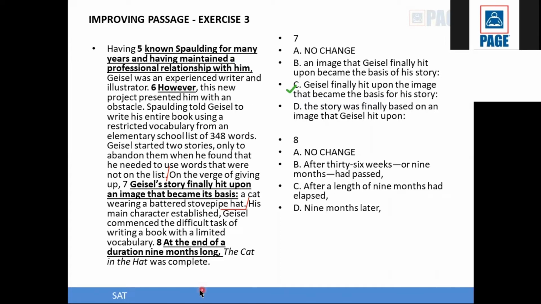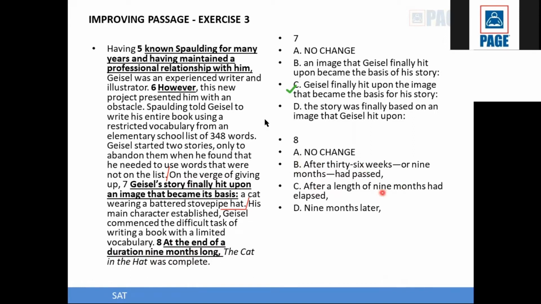Now, eighth question. We need to find out, should we have the sentence as it is or should we change? We look at the full stop given at the end of a duration of 9 months long. What 9 months long? The Cat in the Hat was completed. So there is something ungrammatical in "at the end of a duration 9 months long." That is entirely wrong. So which sentence can match? After 36 weeks or 9 months had passed. Why do you need 36 weeks? After a length of 9 months had passed, or 9 months later.